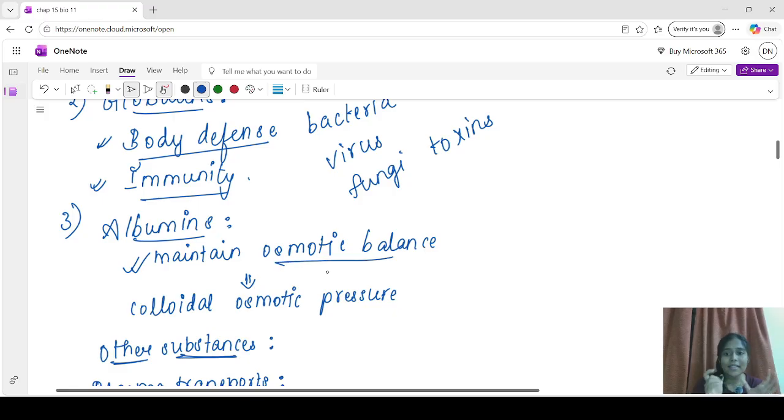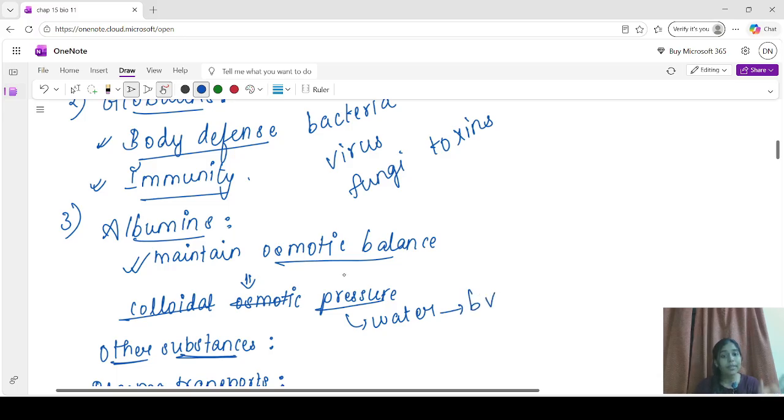So why is it required? Because inside blood vessels, fluid must remain within circulation. If too much water escapes into the tissue, swelling will occur. Now albumin will help in maintaining the colloidal osmotic pressure. So what is colloidal osmotic pressure? This pressure will pull water back into the blood vessel.